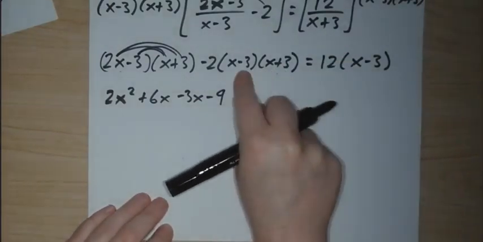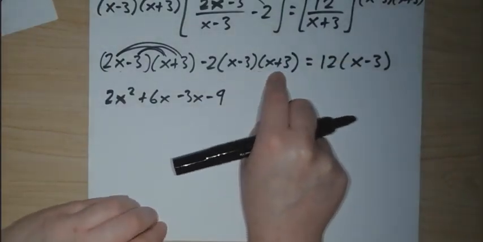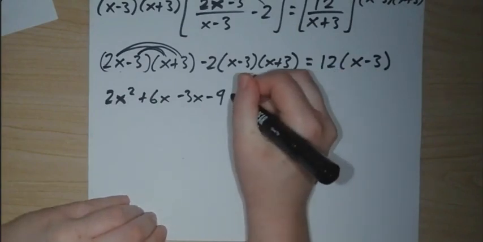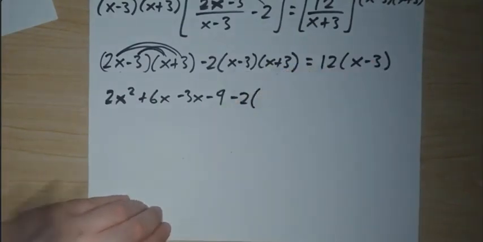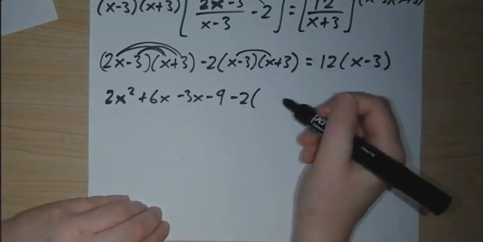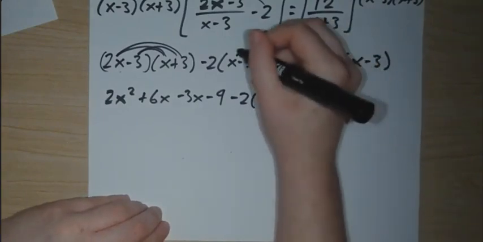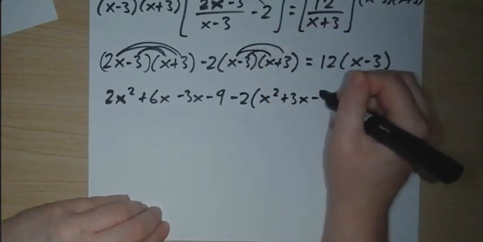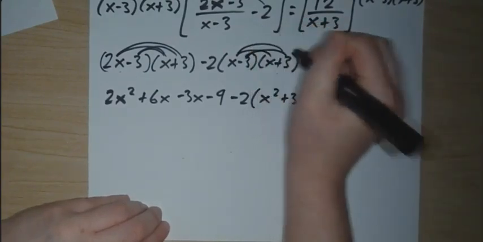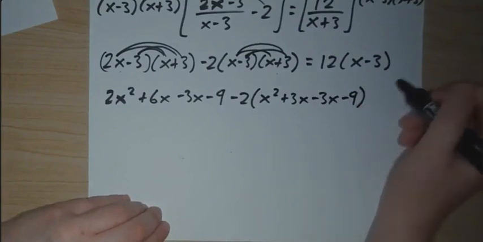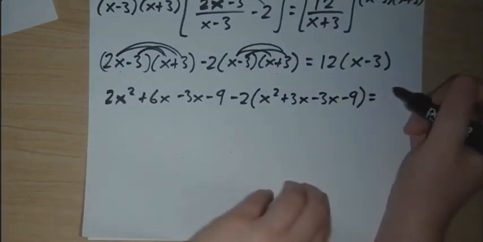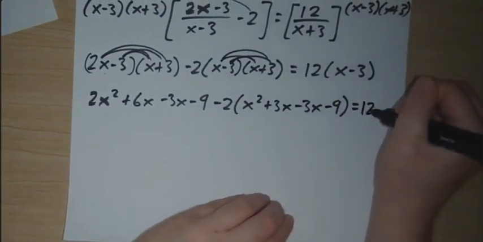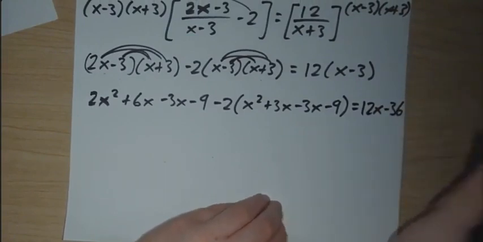I'm going to multiply these two, this x minus 3 and x plus 3, before we multiply the 2 through. So this is minus 2 times, we got the two x's multiplied, so we have x squared. We have plus 3x, we have minus 3x, and we have minus 9. And for the right side, we have 12x minus 36.